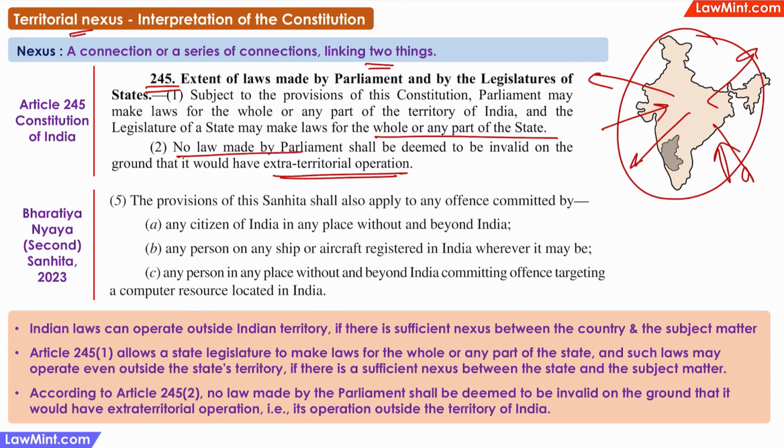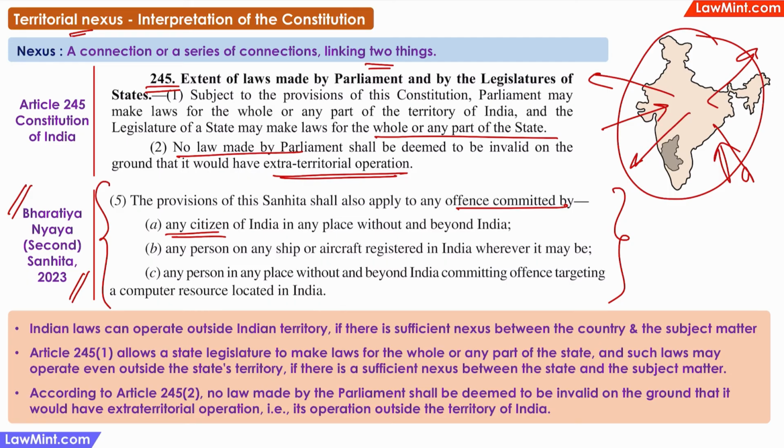An example of this doctrine of territorial nexus in action can be seen in the Bharatiya Nyaya Second Sanhita, in which there are provisions as to how and when the Act will be applicable outside Indian territory, such as when an offence is committed by an Indian citizen either in India or outside Indian territory.